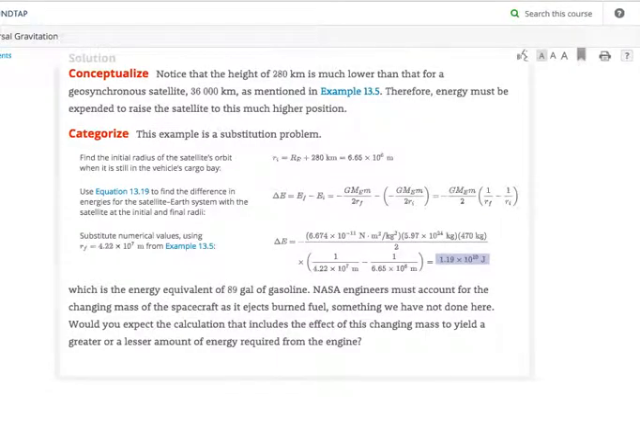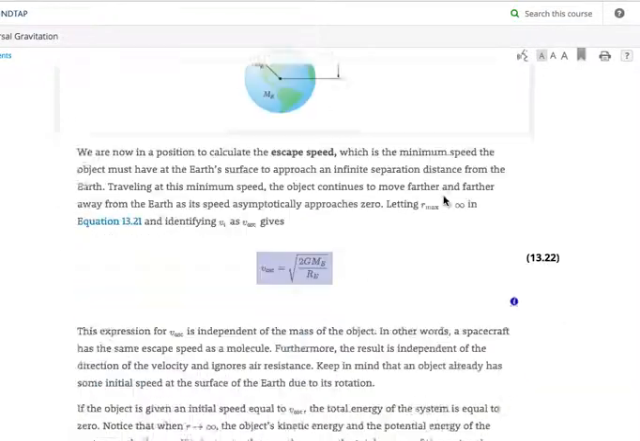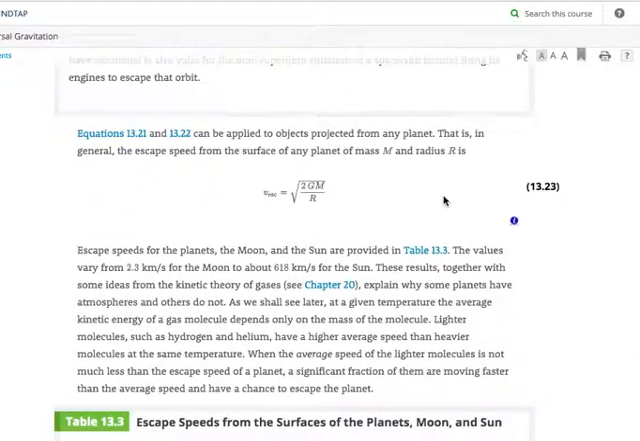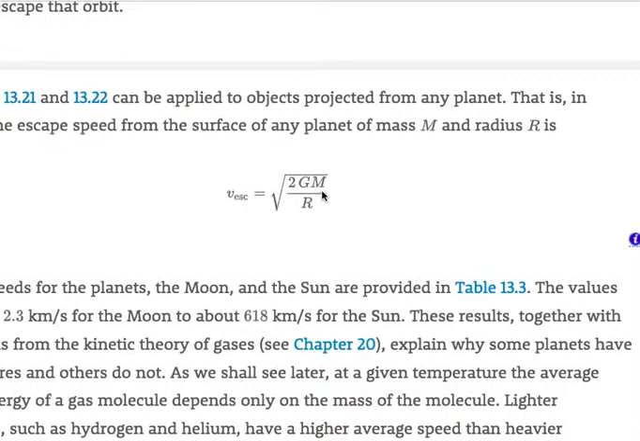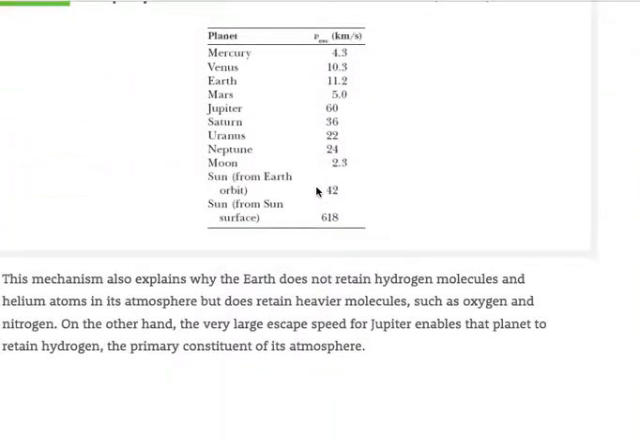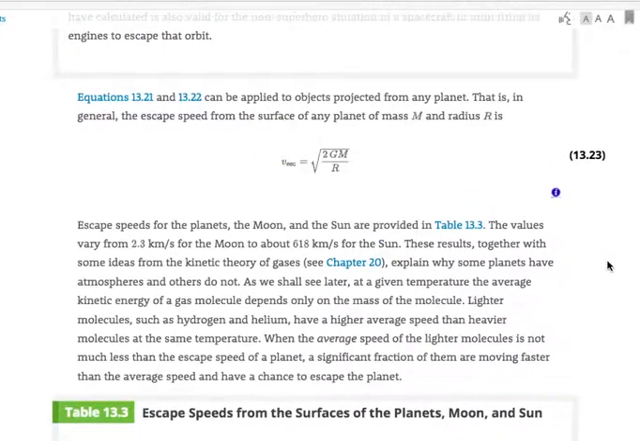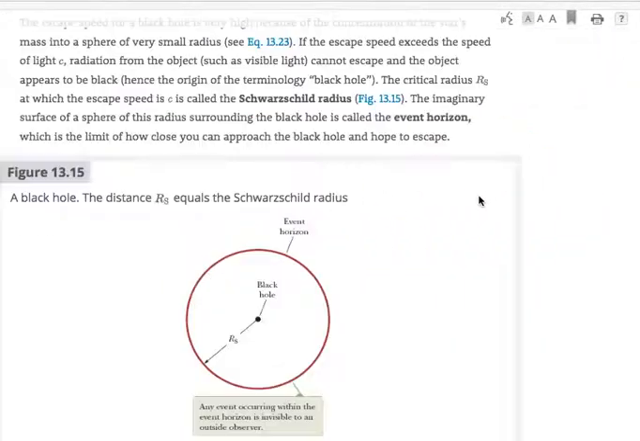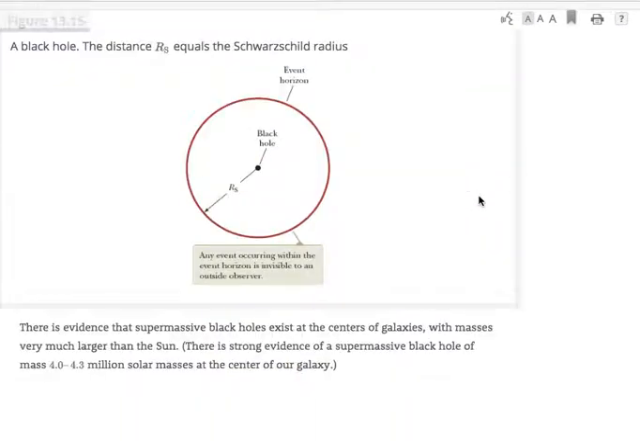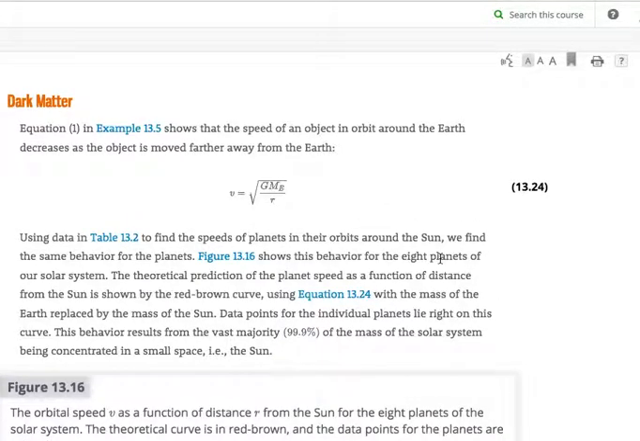And satellites. The escape speed is the speed it would need to break away from the surface of the Earth. It's the square root of 2GM over r. I'm not going to worry too much about that. I don't think you'll see it. We're not going to go through black holes, but with black holes, nothing can get out of them. I'm not going to talk about dark matter.